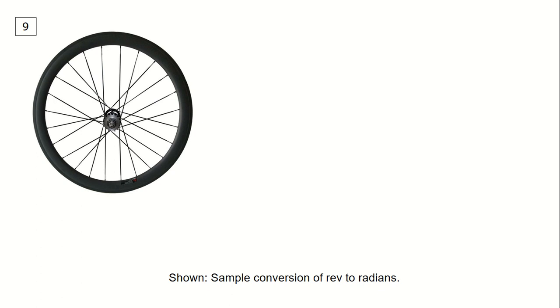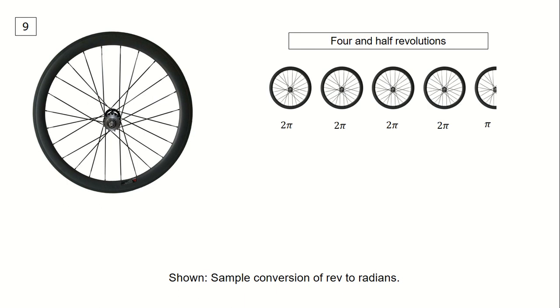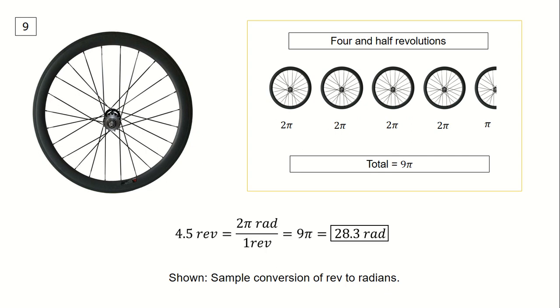revolution to radians. If we have a bicycle wheel that rotated 4.5 revolutions, its rotation in radians is equal to 28.3 rads.